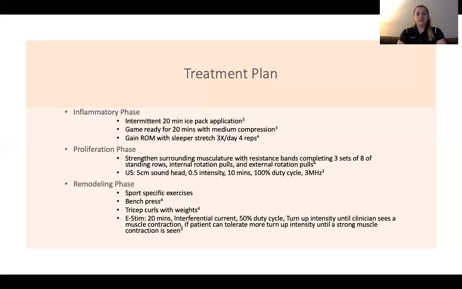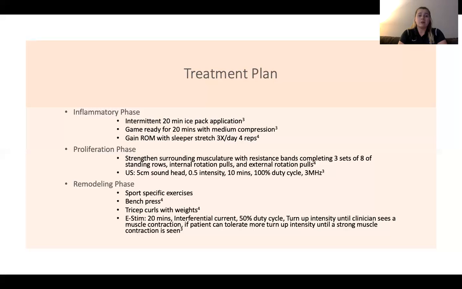And a modality that I feel could be useful during the remodeling phase of this specific injury would be electrical stimulation. 20 minutes on an interferential current with a 50% duty cycle. Turn up the intensity until the clinician sees a muscle contraction. If the patient can tolerate more than that, turn up the intensity until a stronger muscle contraction is seen or until the patient has reached their limit.